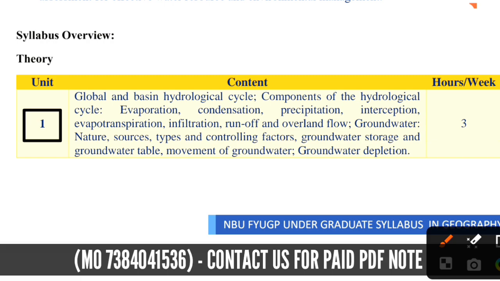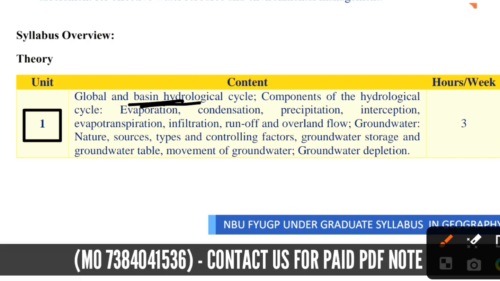In this unit, you have to study the hydrological cycle and groundwater. The first topic is the global and basin hydrological cycle. Here you have to understand how water moves from the land and oceans to the atmosphere and then comes back to the earth. You also have to understand how the water cycle works within a particular drainage basin or river basin. After that, you have to study the different components of the hydrological cycle.